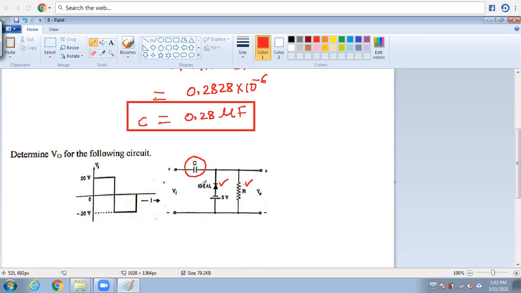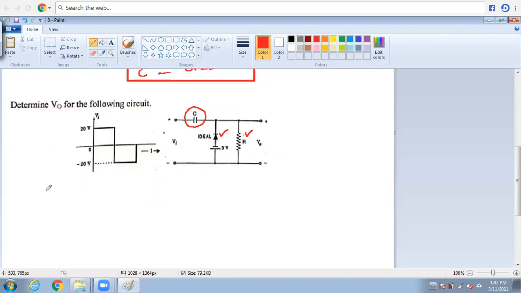Now in this problem we have to find out the output voltage. First we have to determine what type of clamper circuit this is, either a positive clamper or a negative clamper. Let us consider two conditions. This is note one: there are two conditions.